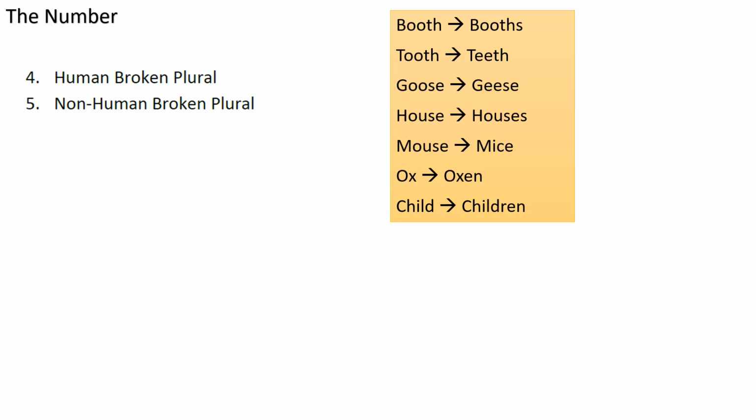So for ox, it will be oxen. Why can't I add oxes or something like that? Tooth becomes teeth. Why does tooth have to become teeth? I could want to make it toothes, but why can't we do that? Because that's the rule. That's the way the language has evolved. So we just memorize those words.